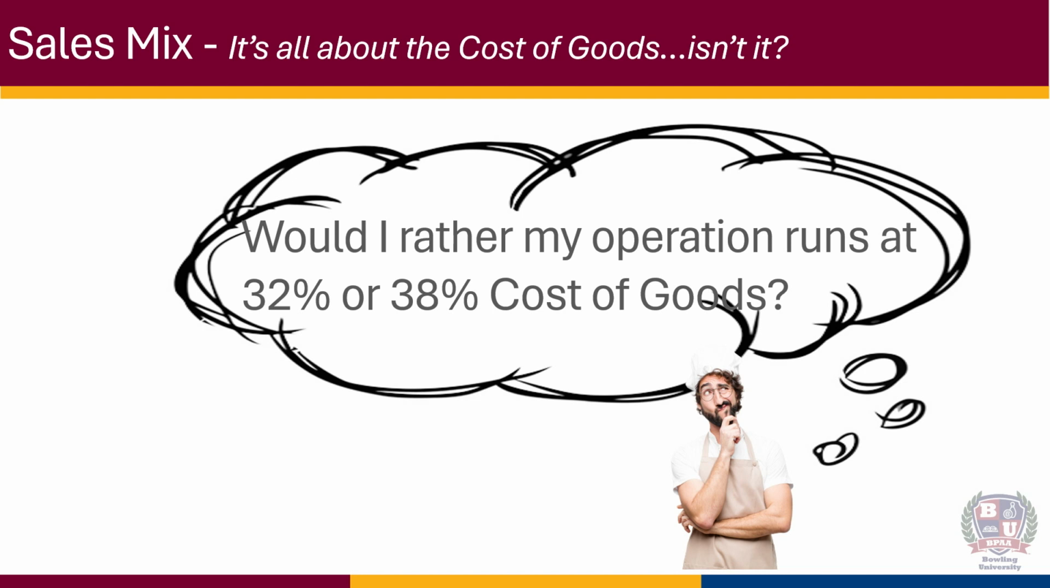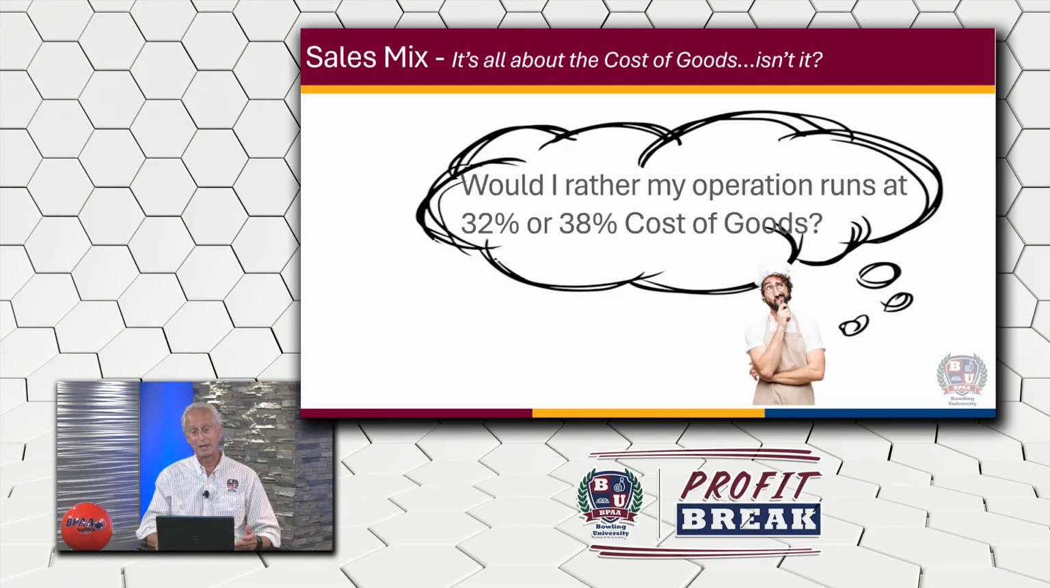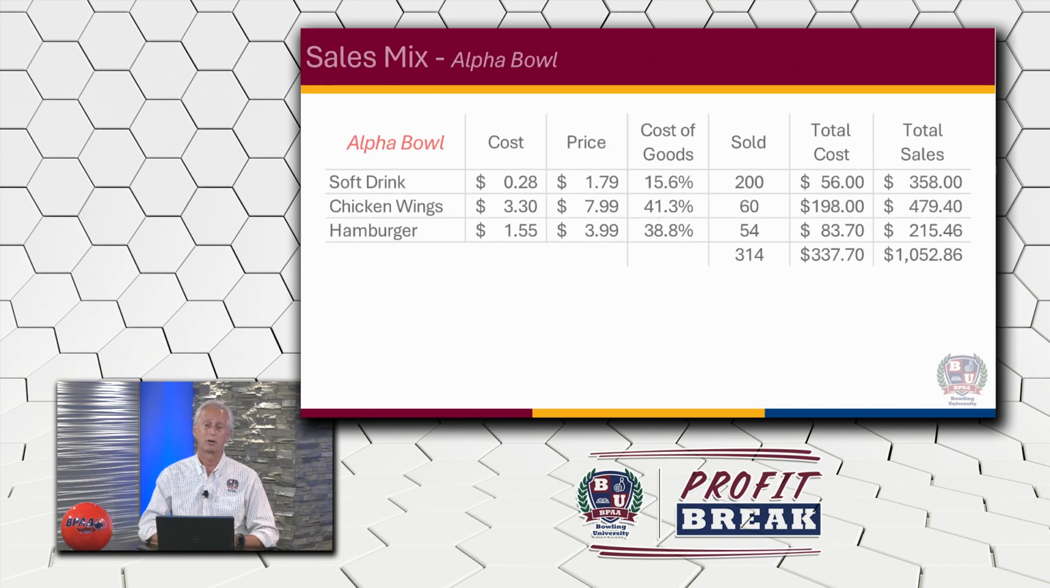So, or is it? Cost is important, but if you ask this question, would I rather my operation run at a 32 or 38% cost, you probably get a couple different answers. Some people will say 32. Nobody's going to jump right out and say 38. The other answer you probably get is, well, it depends. If you say it depends, then you're on the right track, because that's where sales mix combined with your menu item cost and profitability data comes in. Let me show you what I'm talking about.